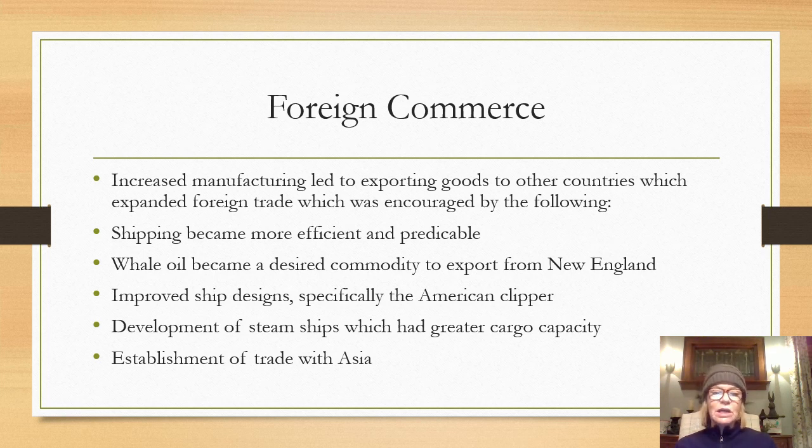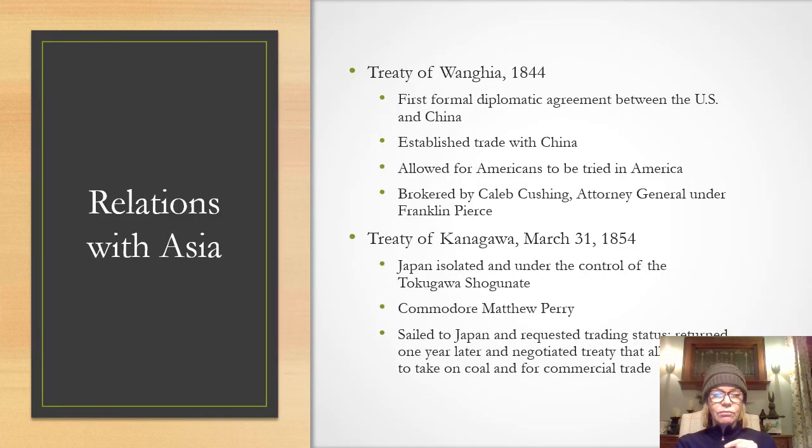They develop new ship designs with bigger cargo holds, and you've got these great steamships that are trading to all parts of the world, including Asia. Right, and so we increase our relationship with Asia. We negotiate the Treaty of Shanghai. The book didn't talk about this. Caleb Cushing, the Attorney General under Franklin Pierce, negotiated this, and basically it established trade with China, and all European countries are seeking to trade with China as well.